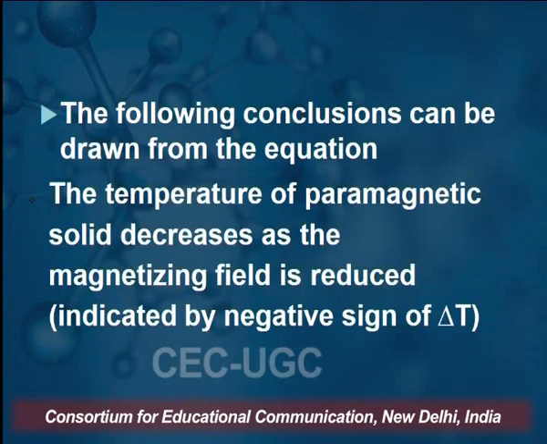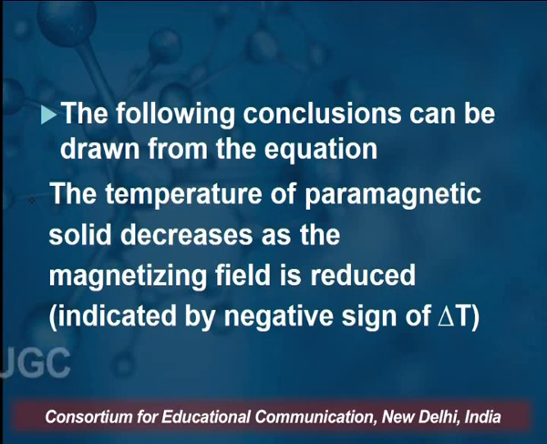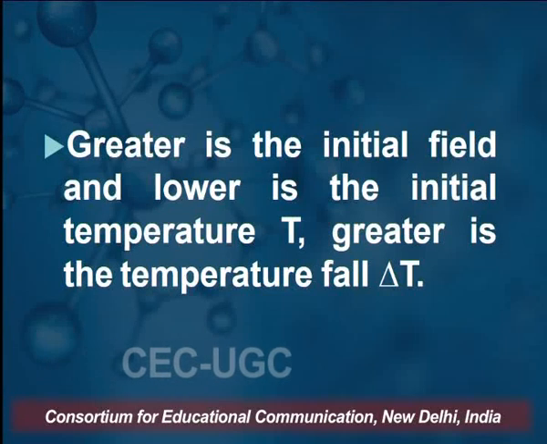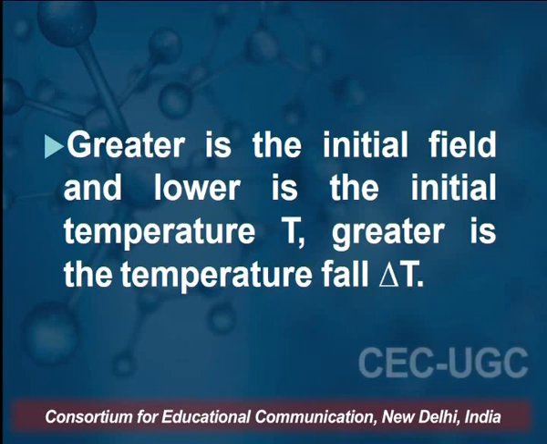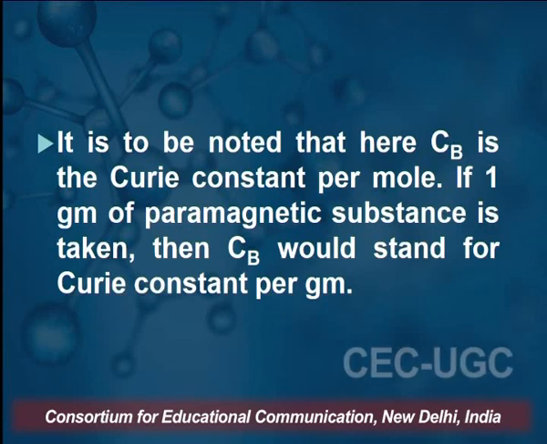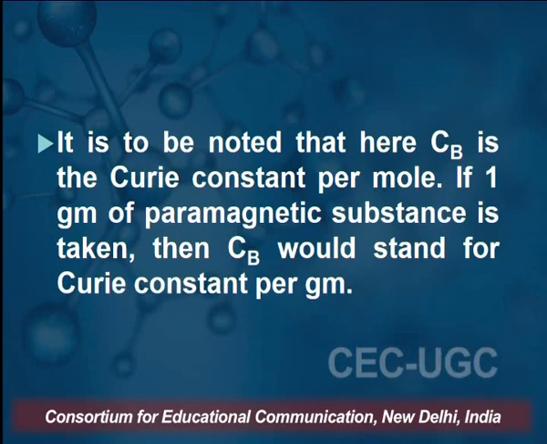The following conclusions can be drawn from the equation. The temperature of the paramagnetic solid decreases as the magnetizing field is reduced. It is indicated by negative sign of delta T. Greater be the initial field, lower be the initial temperature, greater would be the temperature fall delta T. It is to be noted here that Cb is the Curie's constant per mole. If 1 gram of paramagnetic substance is taken, then Cb would stand for Curie constant per gram.